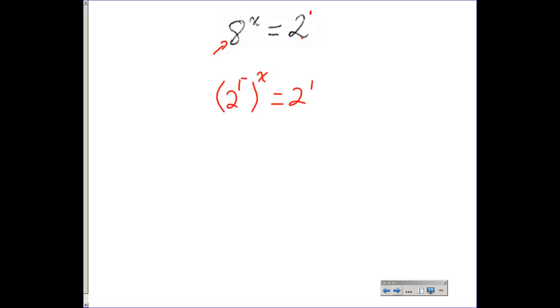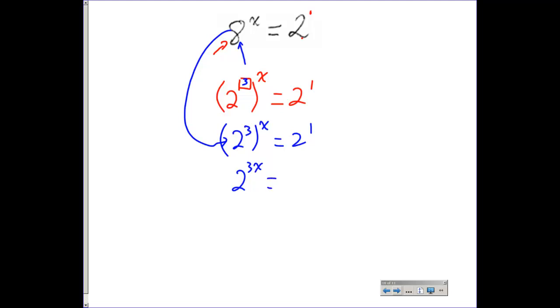But what power do I have to raise that 2 to so that I get an 8 out of it? So 2 to what power gives me 8? Well, it turns out 2 to the third power. So this is really 2 to the third raised to the x, because 2 to the third is still equal to 8. And a power raised to a power means I'm going to have a multiplication. So this is going to be 2 to the 3 times x, or 3x power, is going to equal 2 to the first.